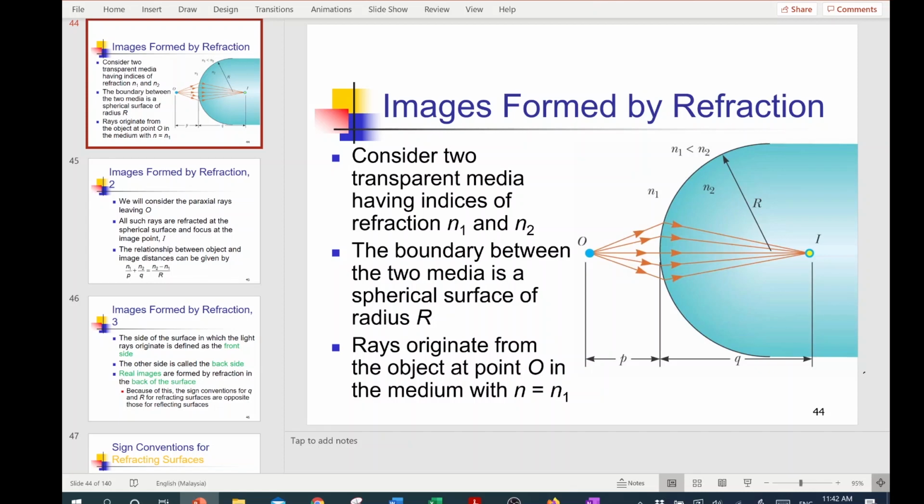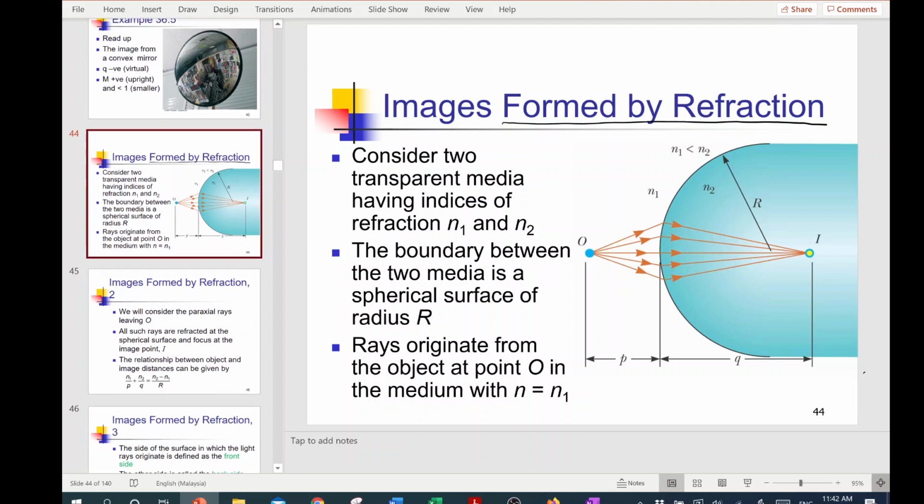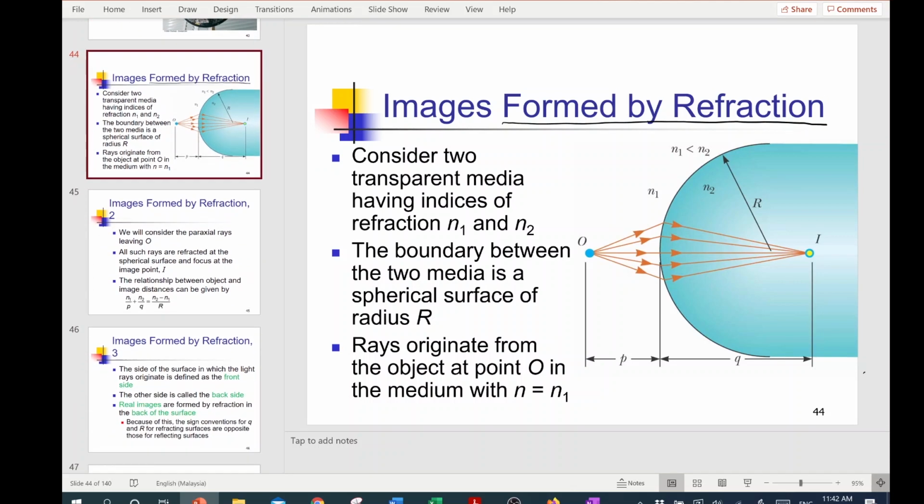Hi, in this lecture we're going to discuss the image that is formed by refraction. Now let's consider transparent media. One is here, and one you can consider as air, N1, and N2 is another medium that has higher density, so N2 is bigger than N1.